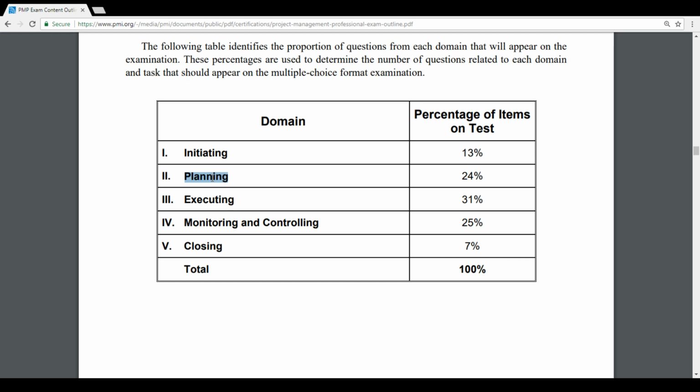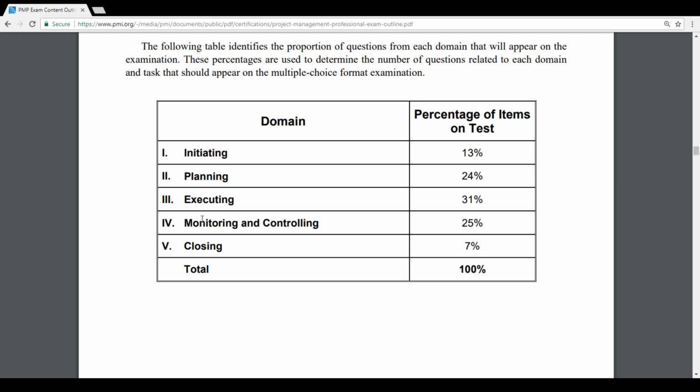So we need to be careful here, you see, because if we spend all of our time on planning and monitoring and controlling, and all of our focus and attention, then what are you going to do when administrative closure is front and center? What are you going to do when team issues are front and center on your exam?